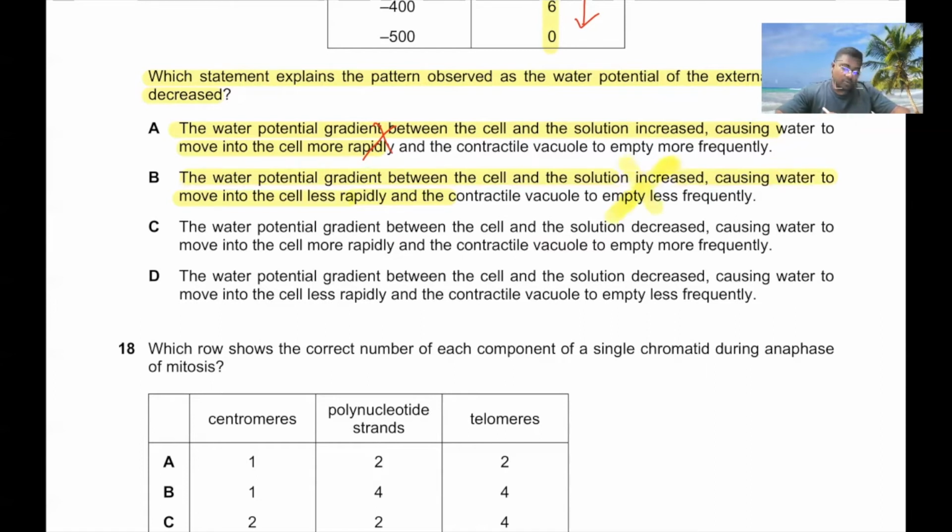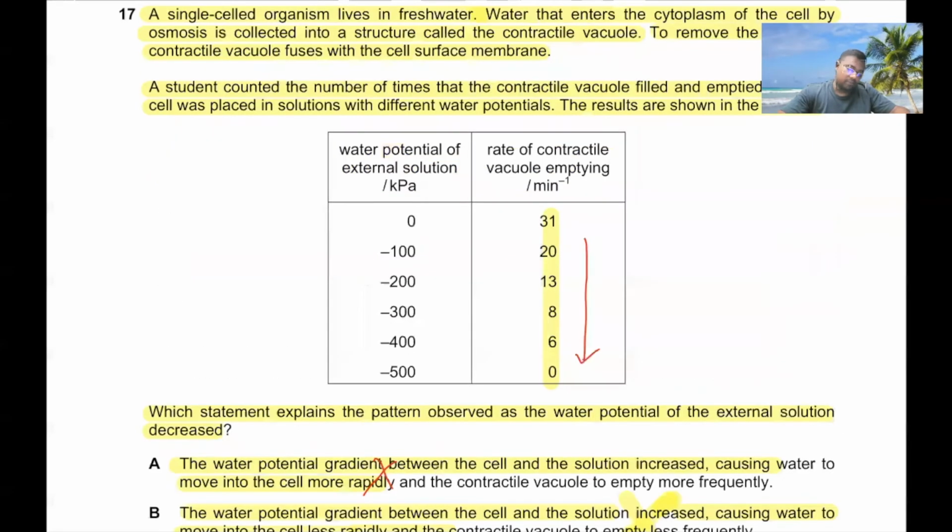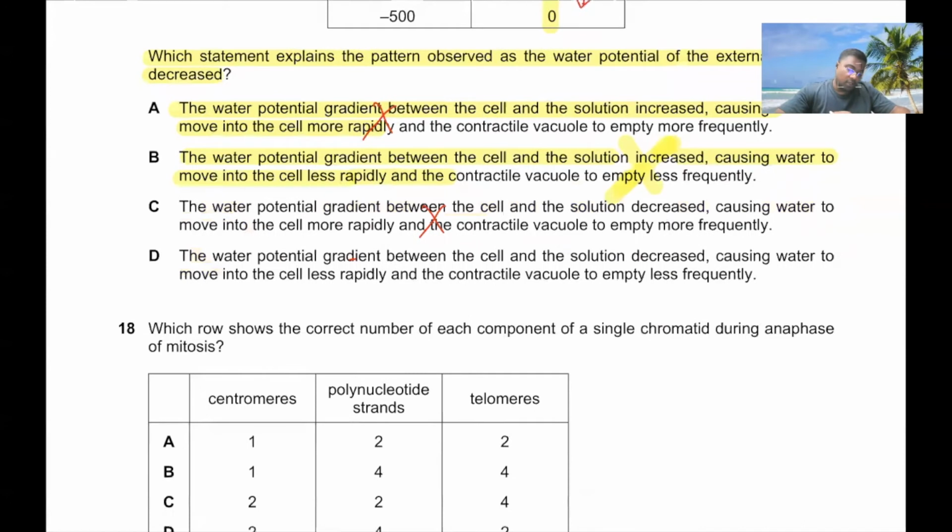The water potential gradient between the cell and the solution decreases, causing water to move into the cell more rapidly. Water is not moving into the cell more rapidly, as we can see from this table. So option D: the water potential gradient between the cell and the solution decreases, causing water to move into the cell less rapidly and the contractile vacuole to empty less frequently. This is the correct statement. So 17D is the correct answer.